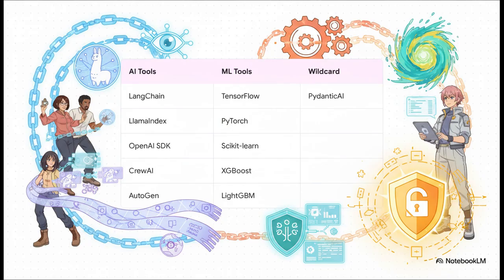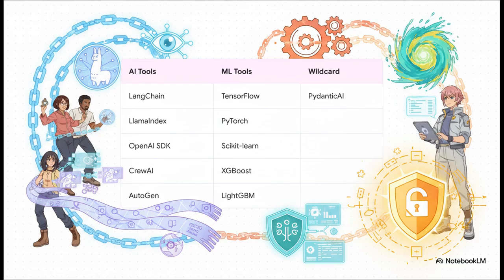Step 2 is frameworks and libraries. On the AI path, you're looking at LangChain, LlamaIndex, the OpenAI SDK, CrewAI, AutoGen, and Hugging Face transformers. You'll use LangChain and LlamaIndex for chaining calls and bridging private data, the OpenAI SDK as your standard for frontier models, CrewAI and AutoGen for multi-agent collaboration, and Hugging Face transformers to access open-source models.